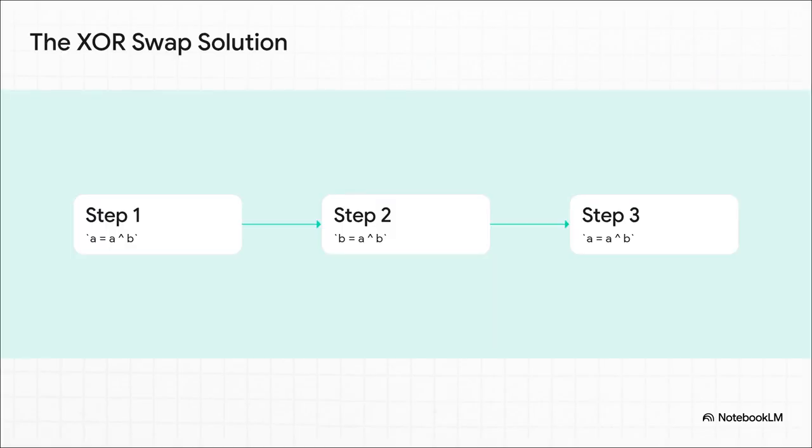And the solution is this really elegant 3-step swap using nothing but XOR. Here's the key property you have to remember. If you XOR a number with the same value twice, it cancels itself out. So in step 1, A becomes a combined mask of both of the original values. In step 2, we use that new mask to isolate the original A and put it into B. And finally, in step 3, we use that mask one last time to isolate the original B and put it into A. It's a beautiful, super efficient way to swap values right in place.